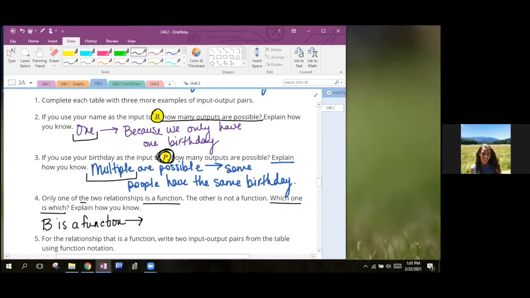Now it says to explain how we know. How do we know it is a function? What's the definition of a function? Only one out. Each input only has one output.